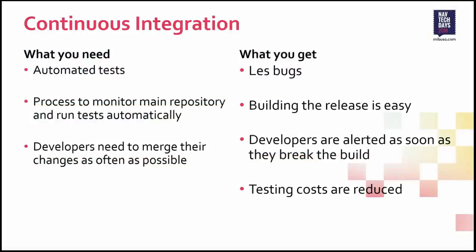So, continuous integration. What do we need for continuous integration? What you need in the first place is automated tests. And you will see the word test a lot here. Automated testing is something that you need to do in continuous integration and of course, you get fewer bugs, hopefully.